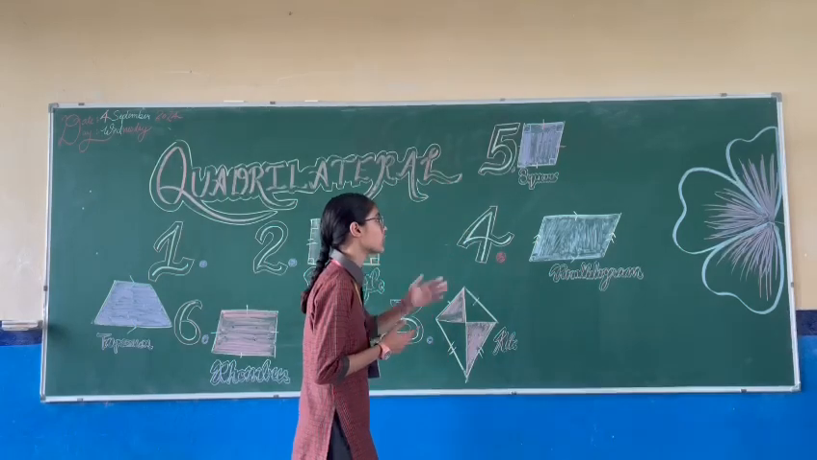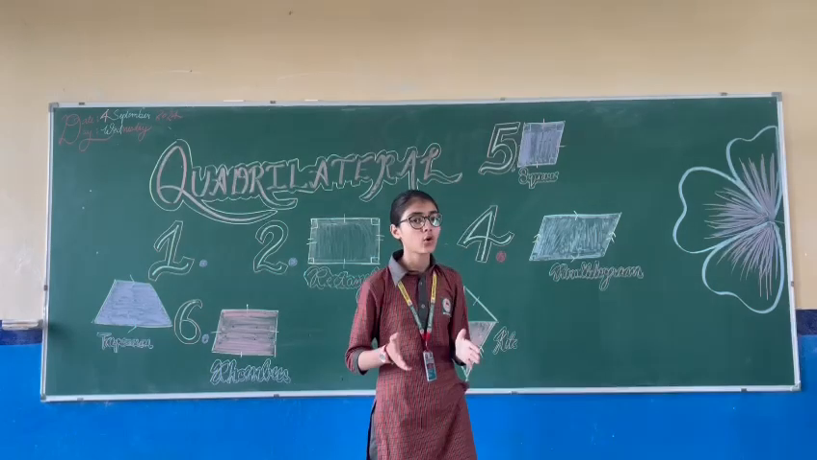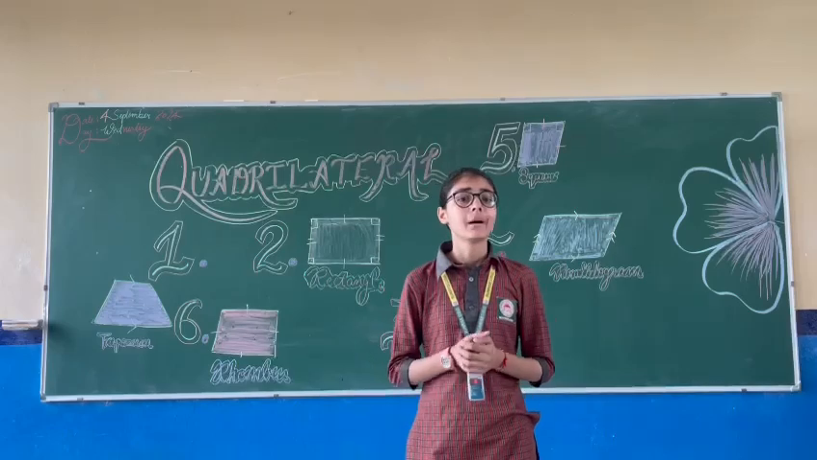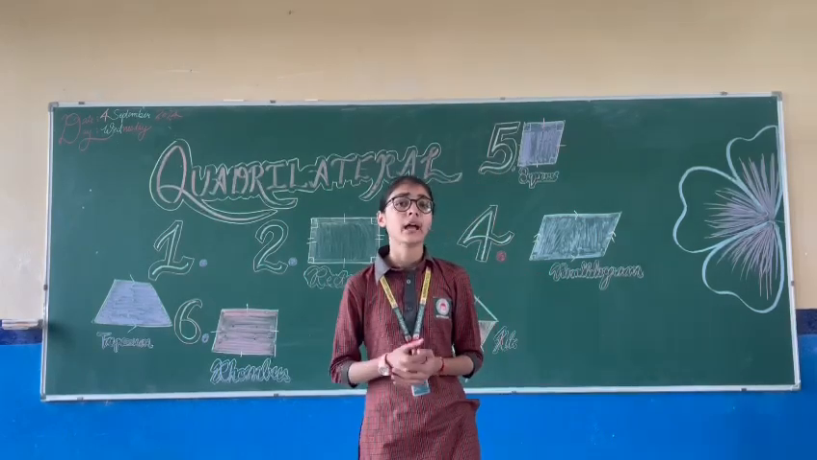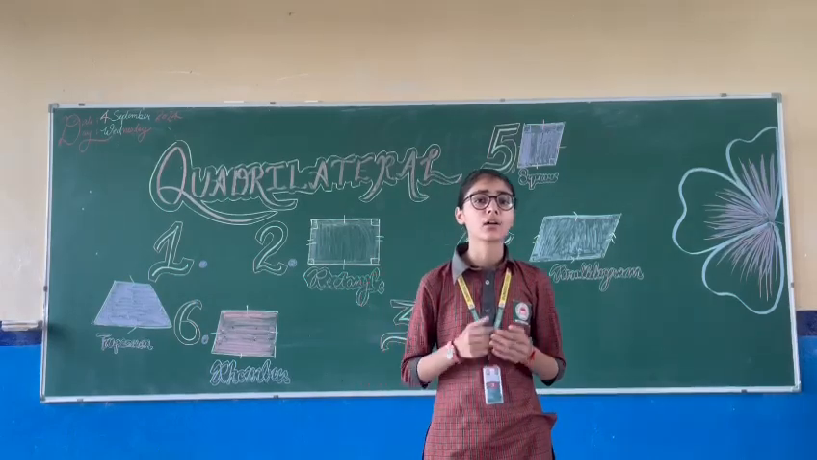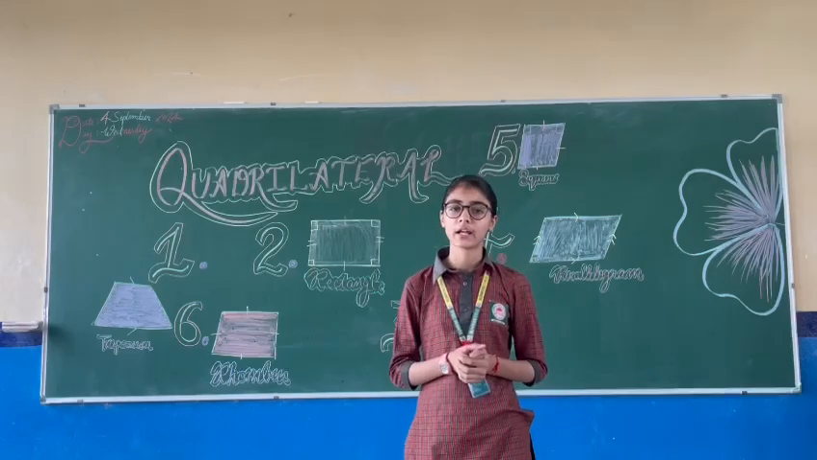A square is also a type of parallelogram in which all four sides are equal and all four angles are of 90 degrees. The diagonals of a square bisect each other at 90 degrees and its diagonals are equal. A parallelogram is said to be a square if all its sides are equal and all angles are 90 degrees.